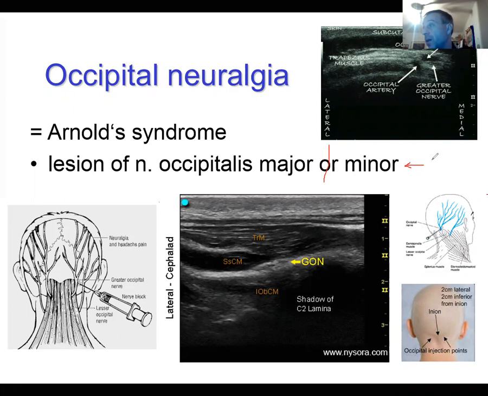But don't forget that the minor is branched from plexus cervicalis, but the greater is a branch from the posterior branches of the spinal nerves. And we can nicely find them when passing through the fascia between the trapezius and sternocleidomastoid muscle, which are superficial, and the deep back muscles. And we call this occipital neuralgia. So it can be caused by entrapment of either greater or lesser occipital nerve.